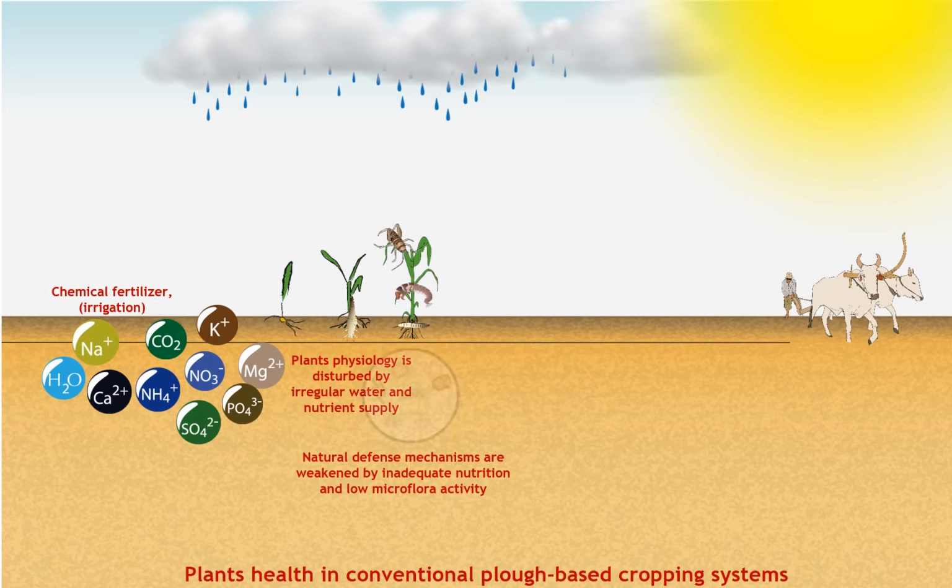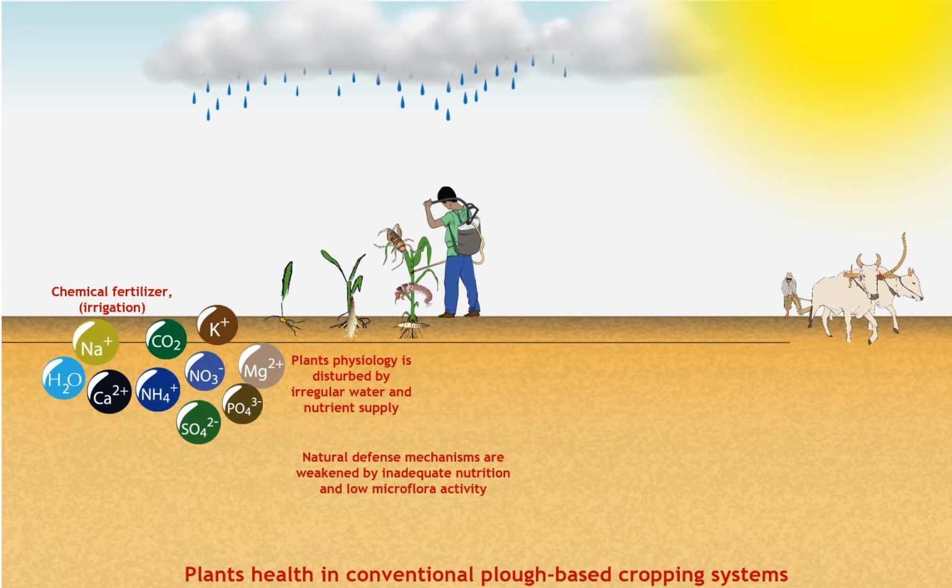The little contribution of microorganisms in plow-based systems does not provide plants with beneficial compounds that would help them to resist pest attacks. In this situation, crops are susceptible to suffer from pest attacks.